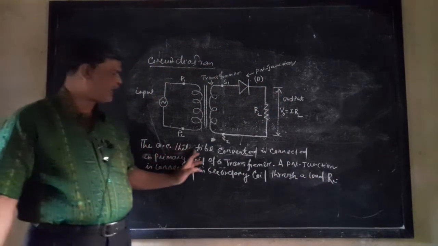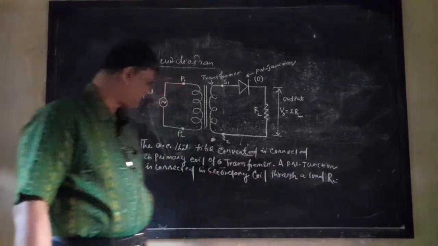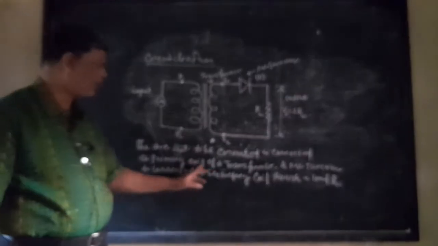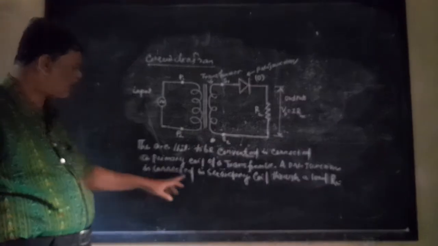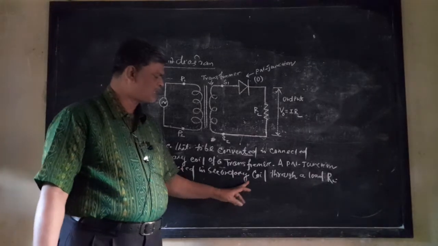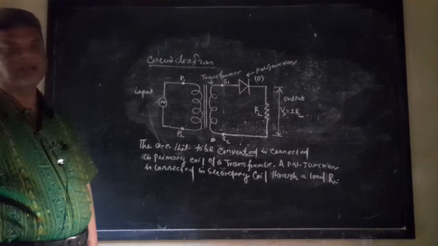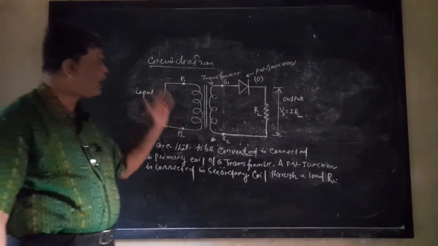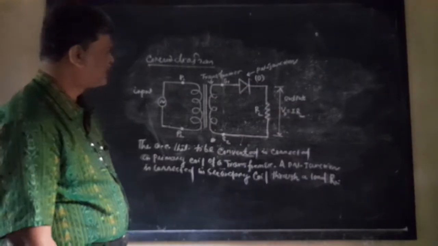The AC that is to be rectified, that is to be converted, is connected in the primary coil of a transformer, and a PN junction is connected across the secondary coil through a load resistance RL. Clear? So how is the AC converted to DC?